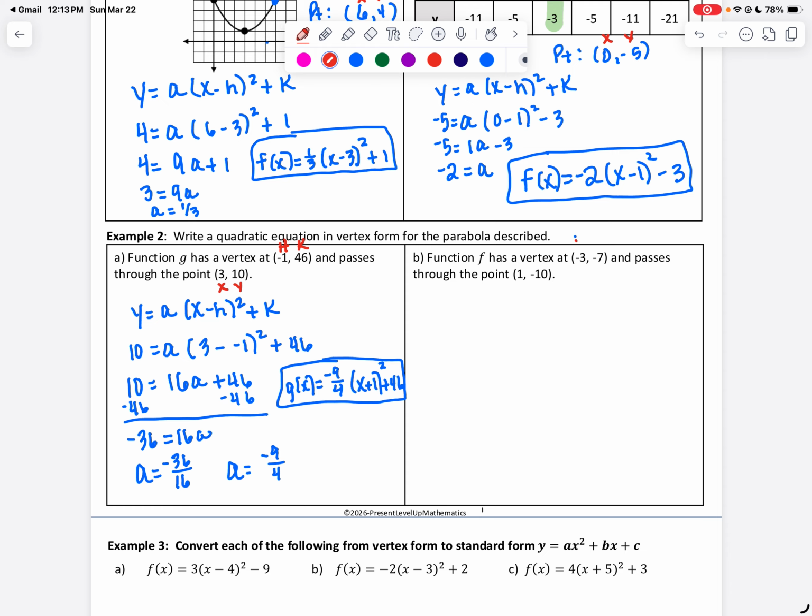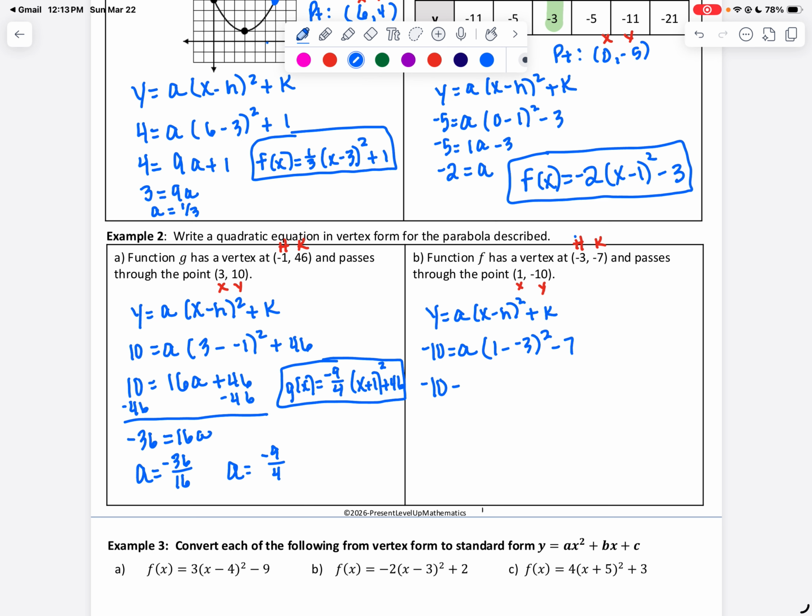I labeled this h and this k, this x and this y to start. Then I wrote down my formula that I'd be substituting everything into. y equals a times (x minus h) quantity squared plus k. For y, I plugged in a -10. We do not know a. For x, I plugged in 1 minus. For h, I plugged in -3. And for k, -7.